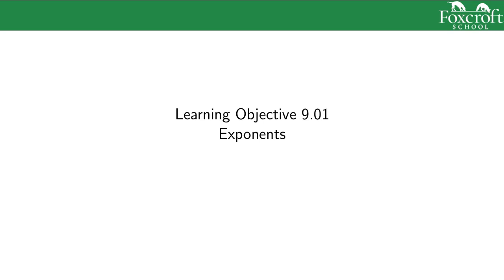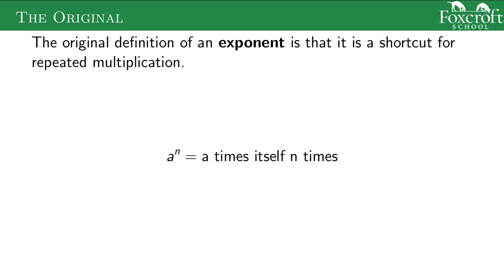In this video, we're basically going to review an entire unit in a single video. We're going to talk about the rules for exponents. So the first thing is the original definition you learned for an exponent a long time ago: it's a shortcut for repeated multiplication. So a raised to the n just means you're going to have a times itself a bunch of times. How many times? n times. You have that many copies of a being multiplied.